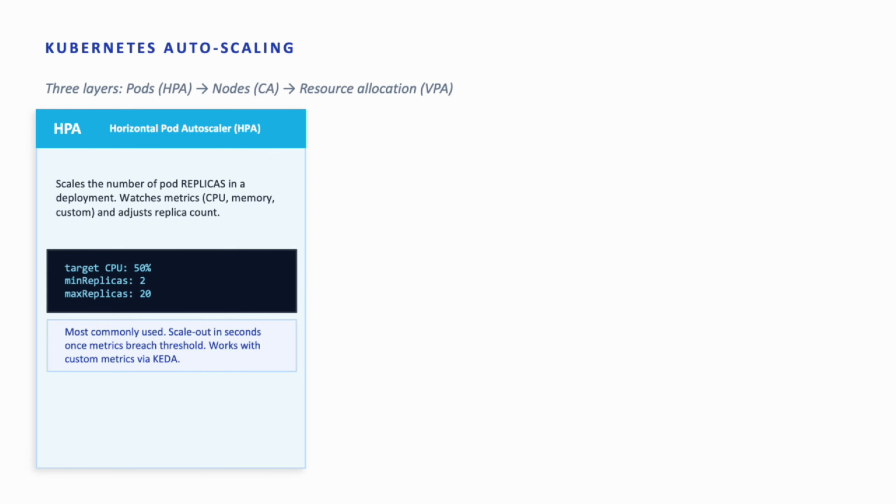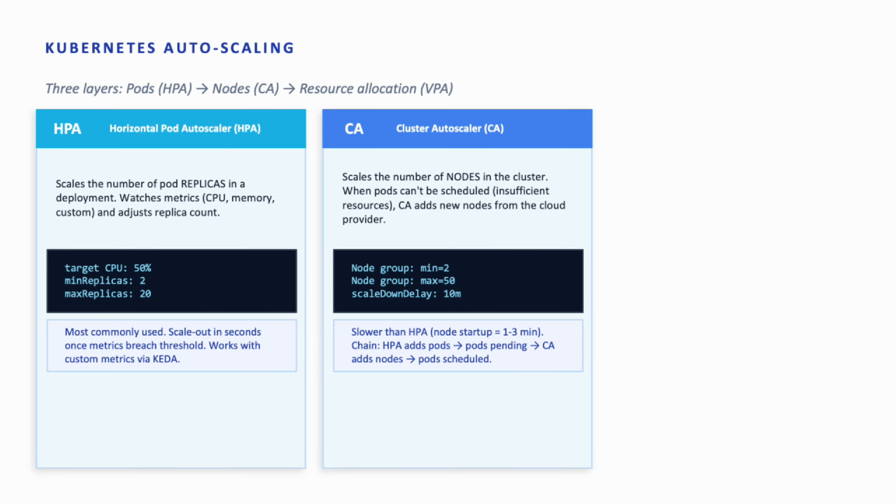The second layer that we have is the Cluster Autoscaler, or CA. HPA adds pods, which we already covered, but pods need nodes, physical machines, to run on, right? When there are not enough nodes, pods enter a pending state. The cluster autoscaler watches for pending pods and asks the cloud provider to add new nodes to the cluster. New nodes take around 1 to 3 minutes to boot, join the cluster and become schedulable. So these two systems chain together during a traffic spike: HPA adds pods, pods go to pending state, then CA adds nodes, then pods are scheduled, right?